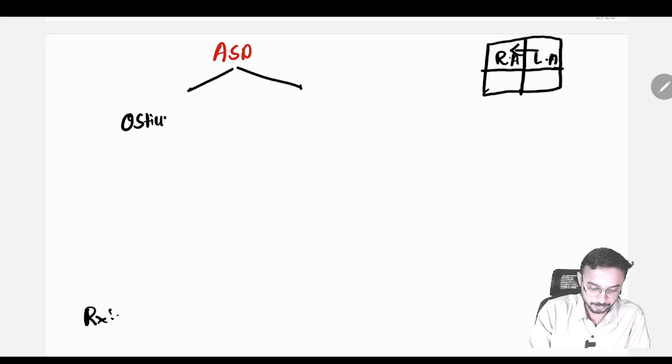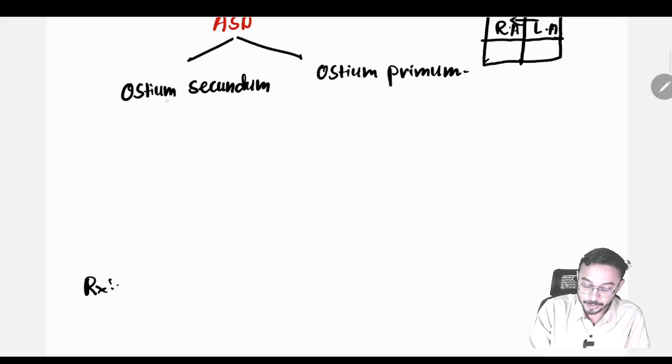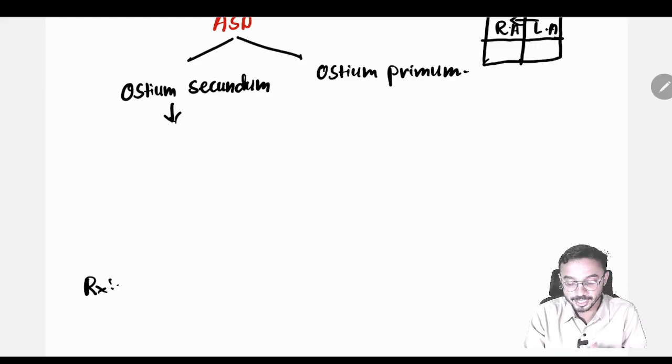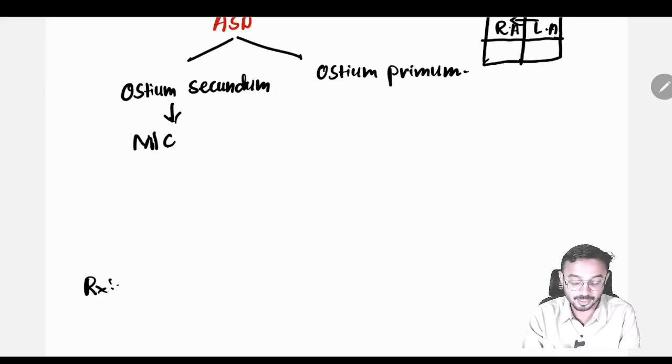ostium secundum, and the next one is ostium primum. Okay, so overall, which is the most common type of ASD? This is the most common: ostium secundum. This they have been asked.